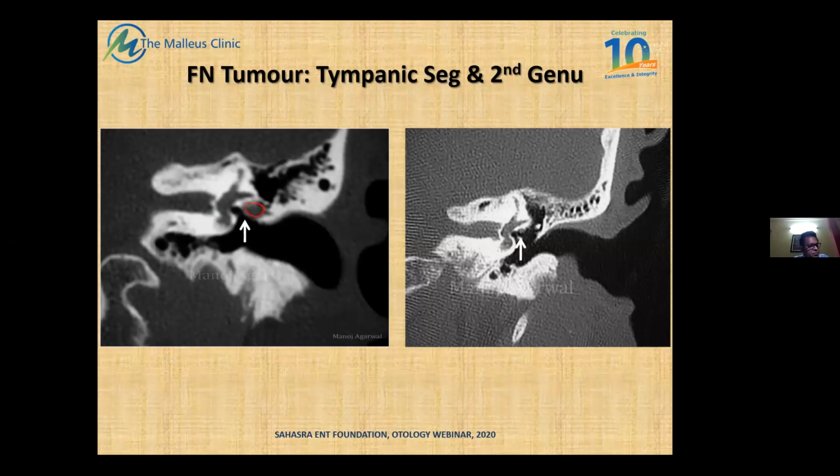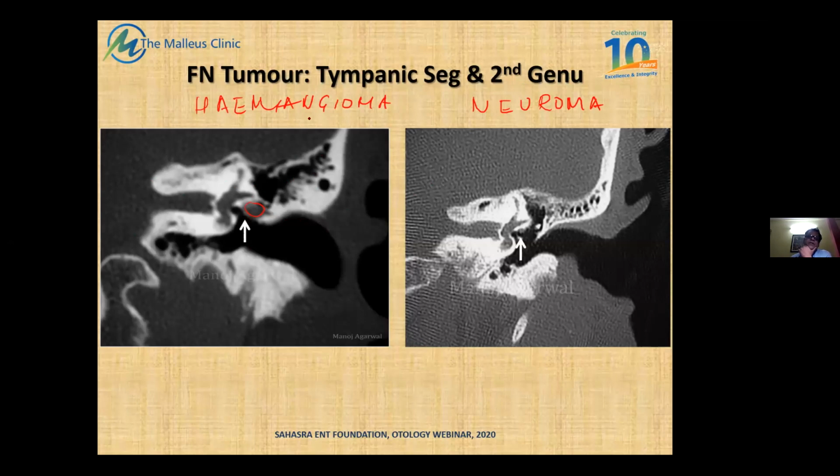Now, the usual tumors one can encounter within the intratemporal part of the facial nerve are either a hemangioma, though it's more common at the geniculate ganglion area, or a neuroma, which is more common. But since this is on the tympanic segment and pretty close to the geniculate ganglion, it's probably a hemangioma. Obviously, we would have to have other sections as well.